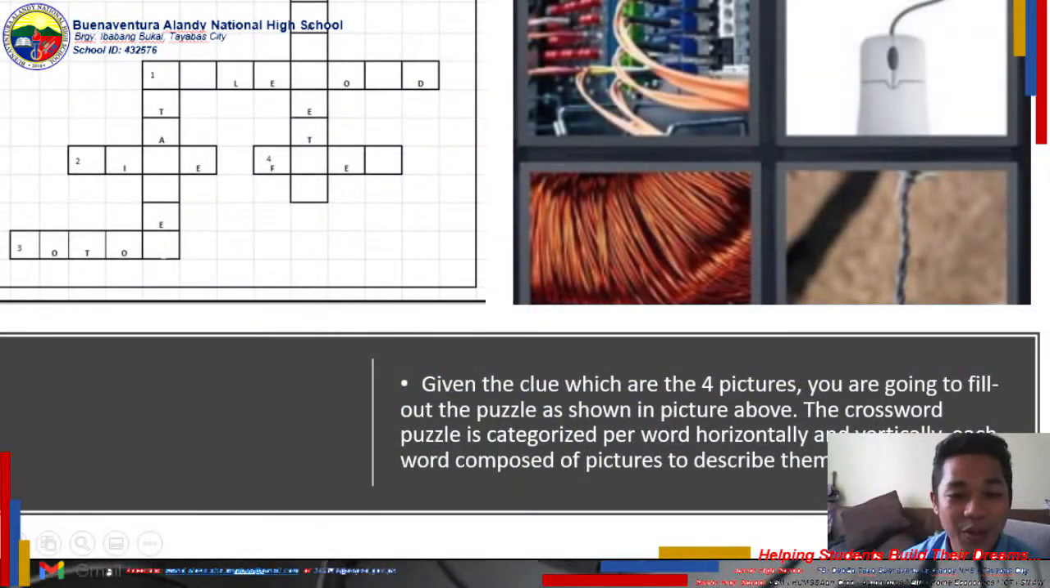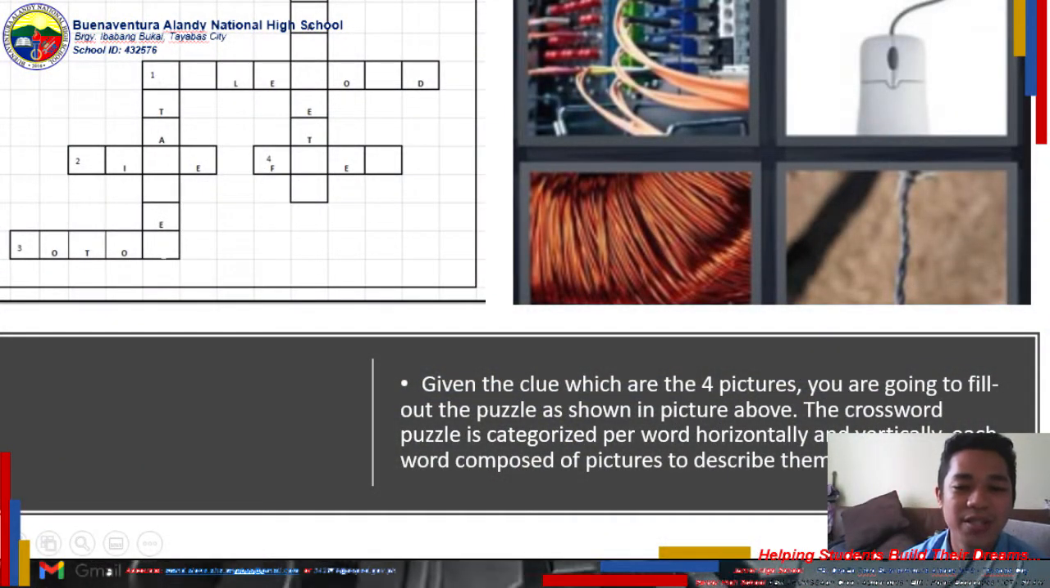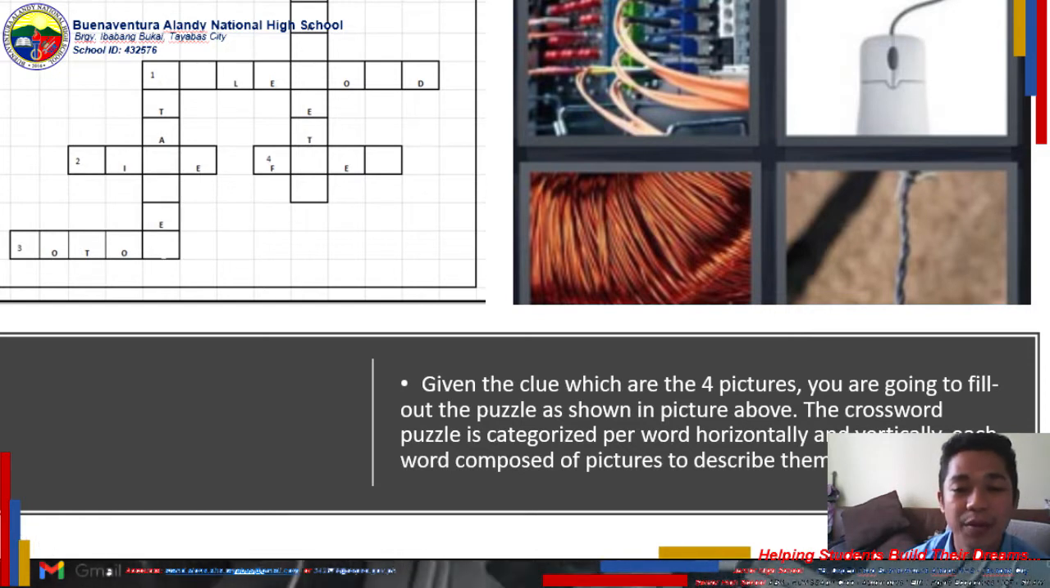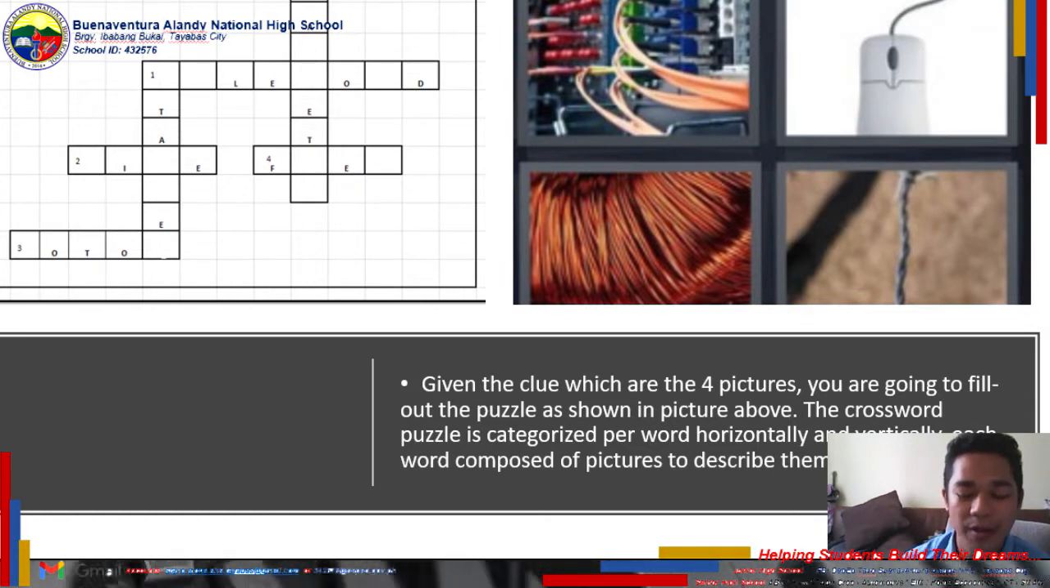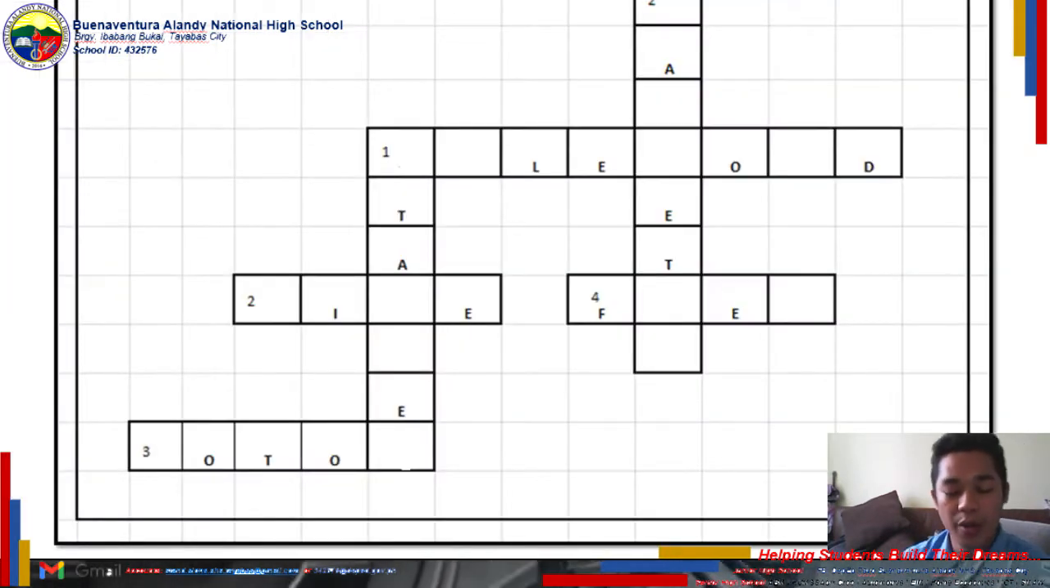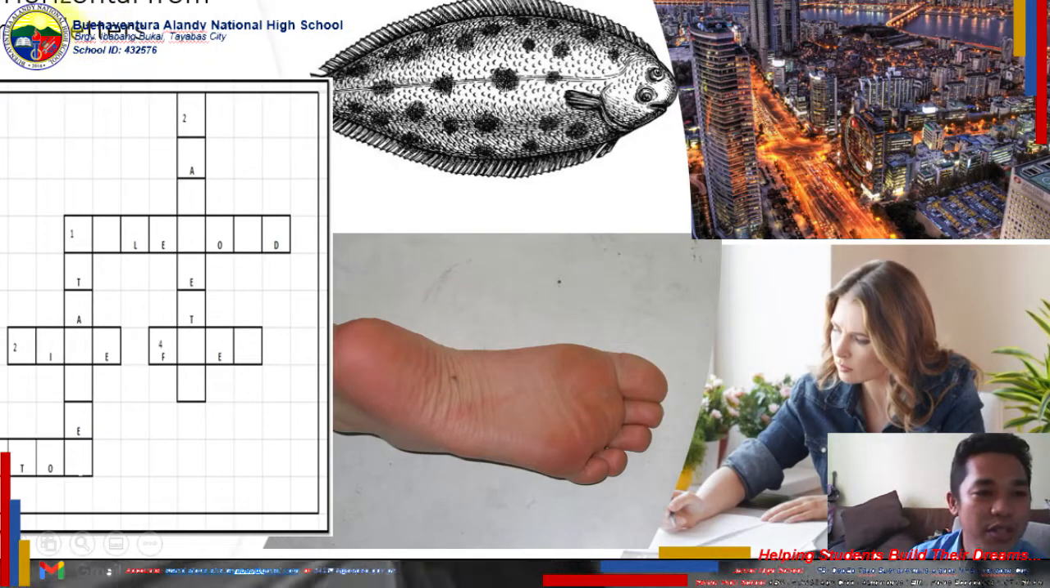Okay, given the clue, which are the 4 pictures, you are going to fill out the puzzle as shown in the picture above. The crossword puzzle is categorized per word horizontally and vertically. Each word is composed of pictures to describe them. So, let's go! Let's start with question number 1, which is horizontal, the first 4 letters.